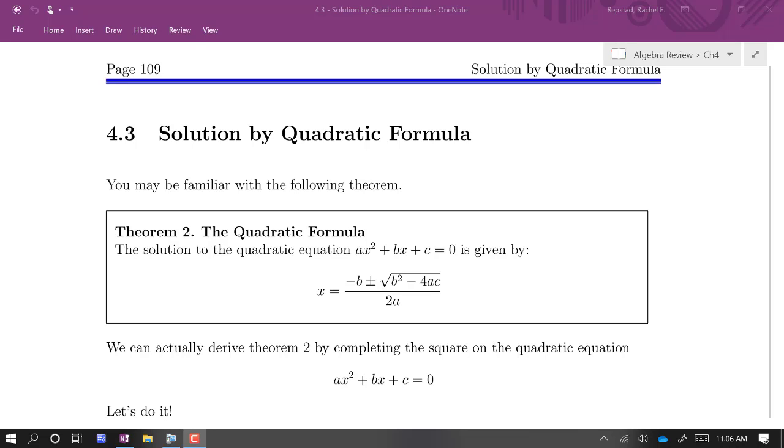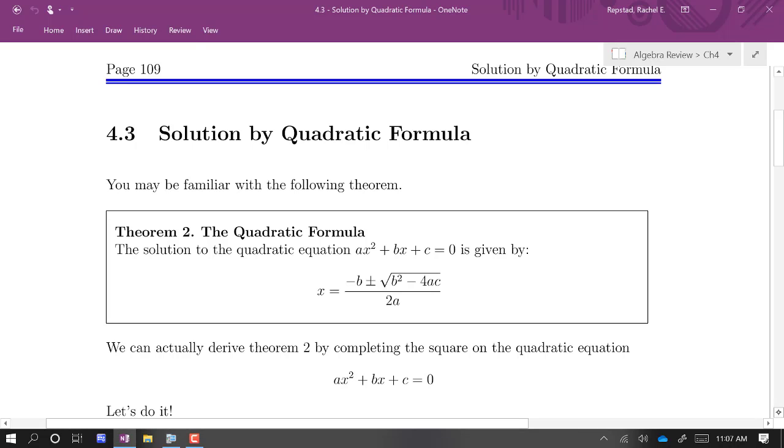Okay, to finish up this chapter, we're going to look at how we can solve a quadratic equation by using the quadratic formula. This is one that you might already be familiar with, or at least remember having learned at some point. So the quadratic formula just tells us how we can obtain the solution to a quadratic equation just by plugging in those coefficients from the equation into this formula.